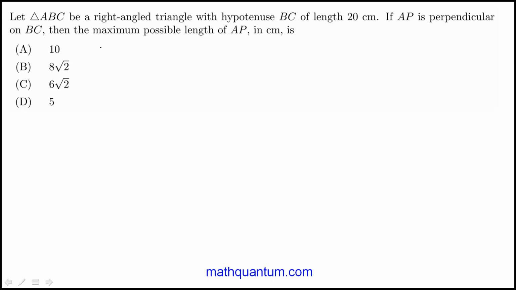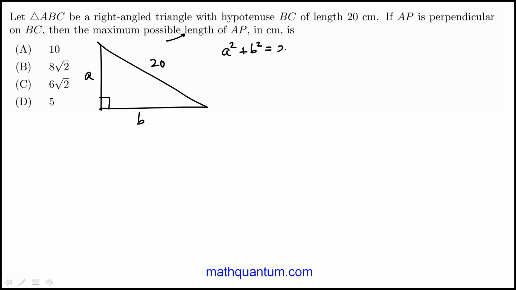So there are two ways you can do this question. One is the algebra, and the other is just kind of arguing where you expect that maximum possible length to happen. So if I call these sides A and B, the hypotenuse is 20. So from Pythagorean theorem, that's the first relationship I have.